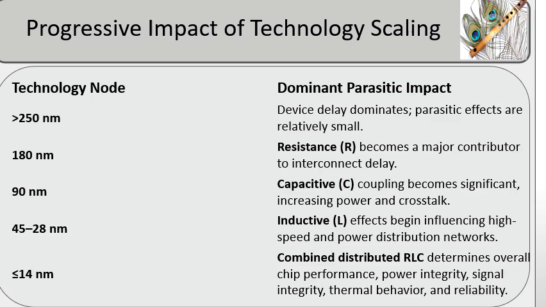Narrower and longer metal lines increase parasitic resistance, closely spaced conductors increase parasitic capacitance, and faster switching currents make parasitic inductance increasingly important. These unavoidable parasitic RLC elements introduce propagation delay, higher dynamic power dissipation, voltage drop, cross-talk noise, and signal integrity challenges. Consequently, in advanced nanometer technologies, interconnect parasitics have become one of the dominant factors limiting the speed, power efficiency, and overall performance of modern VLSI chips.